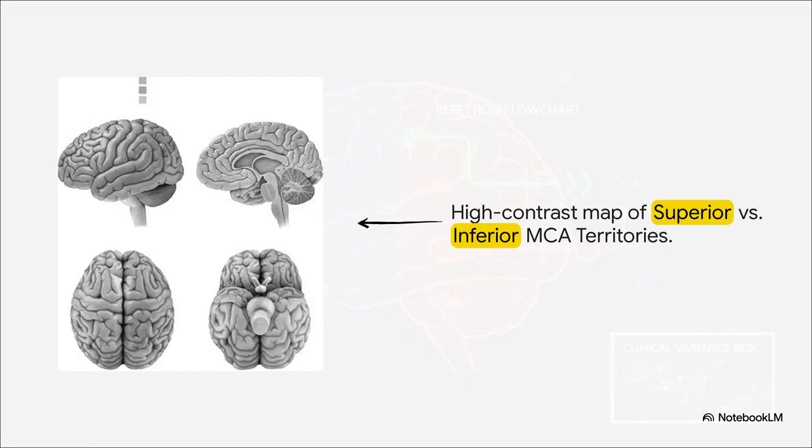Take a look at the rigid vascular territories of the brain. This anatomy forces us to draw a hard line between the superior and inferior middle cerebral artery divisions. You can see how the MCA territory spans the lateral convexity, right? But functionally, it's completely split. The superior division supplies the lateral frontal lobe, while the inferior division handles the lateral temporal lobe and parts of the parietal lobe. This anatomical bifurcation is the literal key to differentiating our aphasia phenotypes.